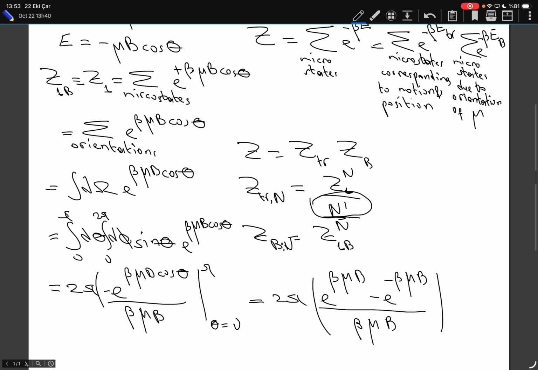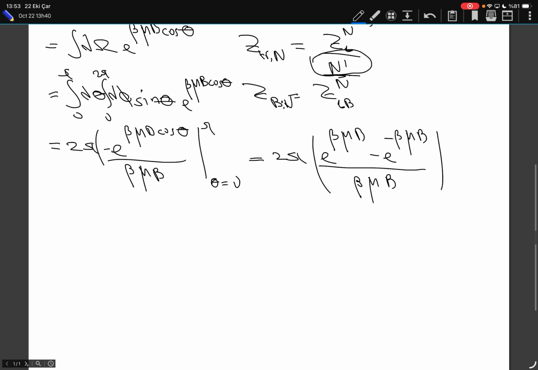So let me just call x equal to beta mu b. You see, this is dimensionless because mu b already has the units of energy. Beta is 1 over kT, which also has the inverse energy units. So x is a dimensionless quantity. So the partition function of just a single magnetic dipole within a magnetic field is given by 2 pi times sine hyperbolic of x.